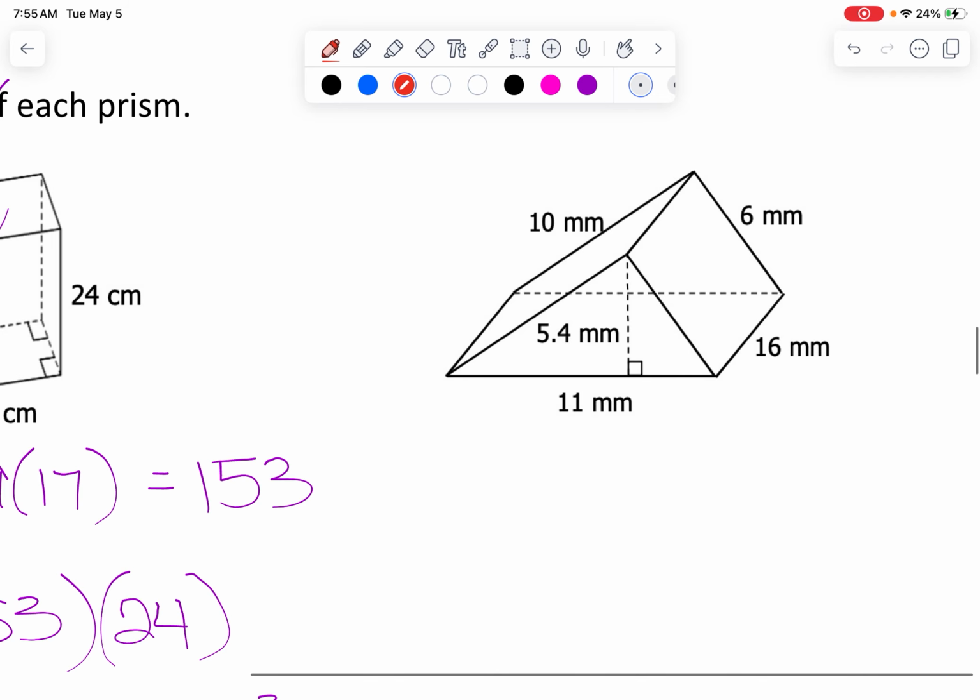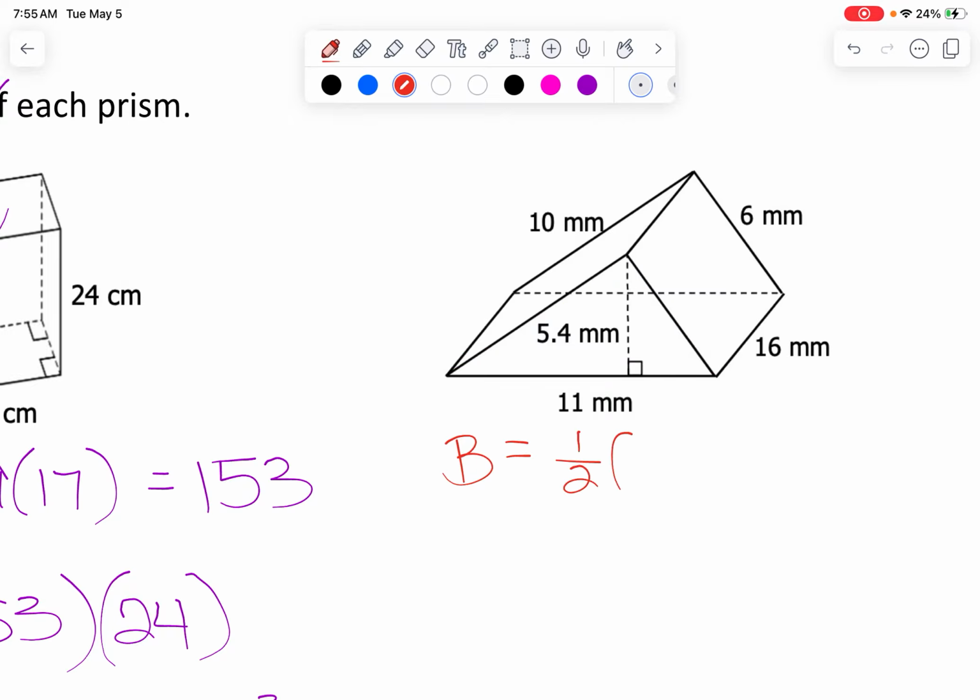This is a triangular prism that's been tipped on its side. So let's find the area of the base. The base is a triangle, so we're going to go 1/2 times 11 times 5.4. If we do that, that would be 29.7.